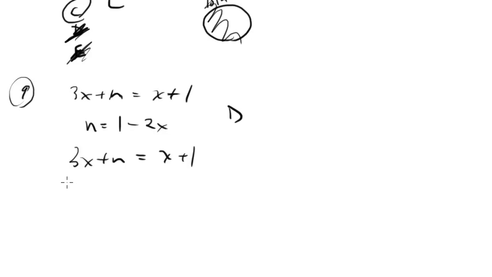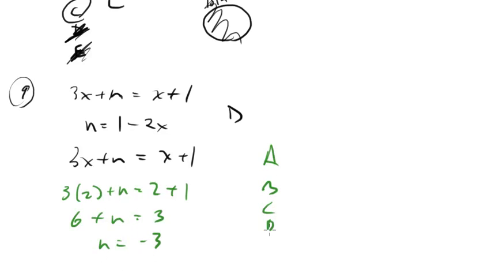So let's do 2. 3 times 2 plus n equals 2 plus 1. 6 plus n equals 3. n equals minus 3. So we would go to the choices and see which one equals minus 3, using our x as 2. So let's see.